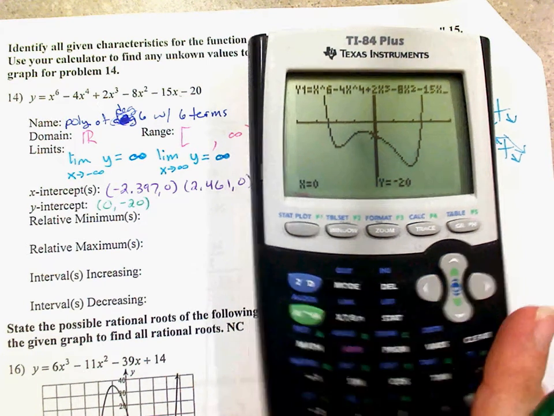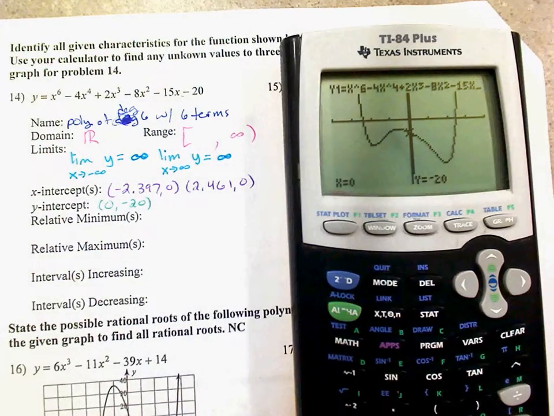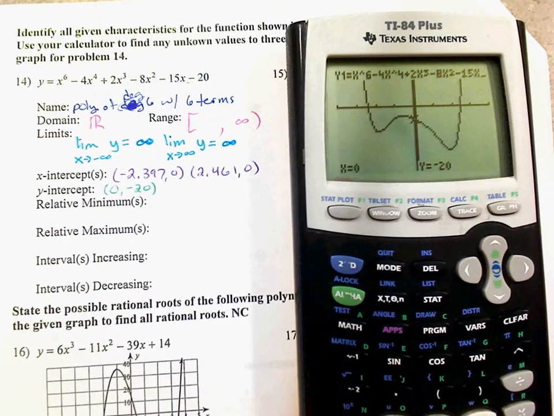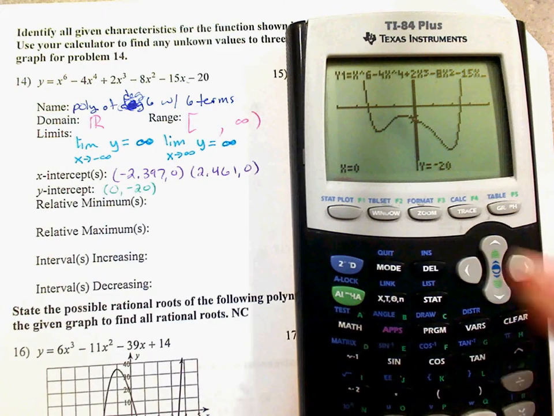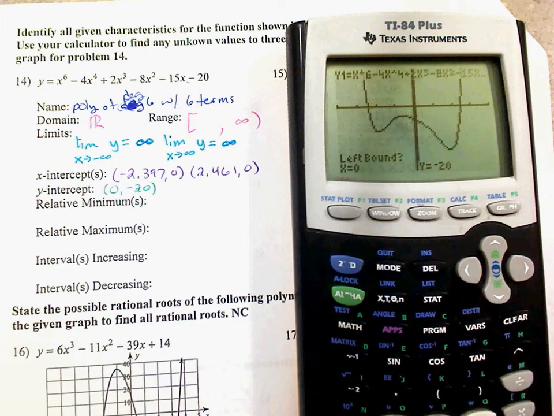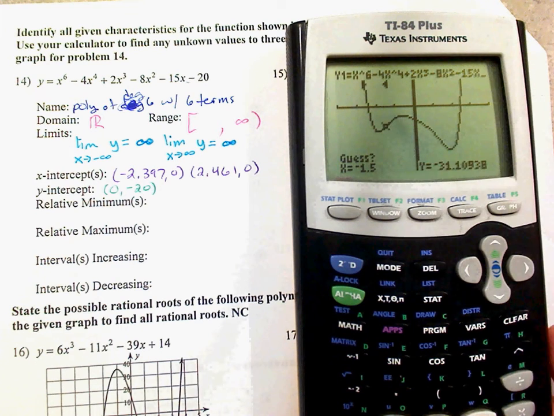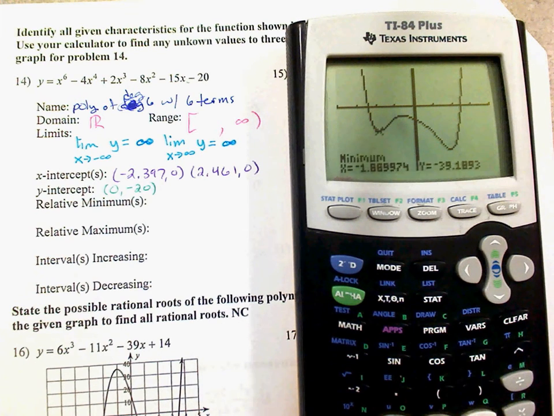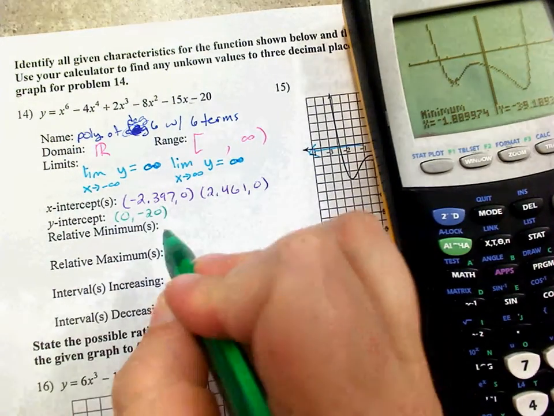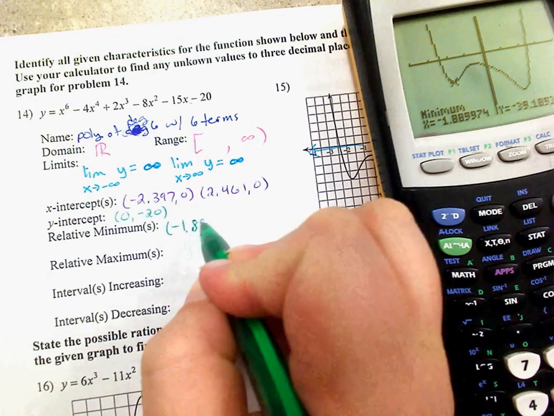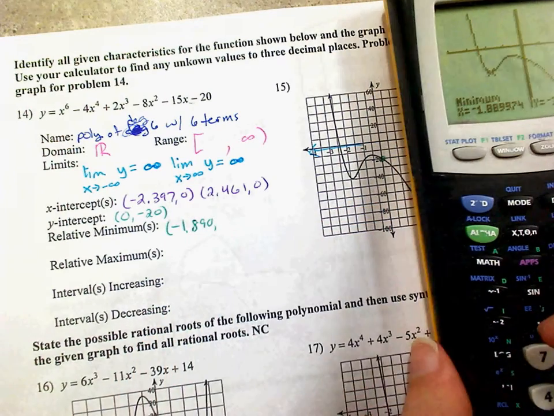Okay? Now the next thing I ask for is my relative minimum, or minimums. How many relative minimums do we have? 2. So second calculate min. This one here is around negative 2. So I'm going to go negative 2.5 on the left and negative 1.5 on the right. If you scroll and just press enter somewhere over here, somewhere over here, and then press enter again, that's fine. I just like typing it in. Okay, so I got negative 1.890 comma negative 39.189.